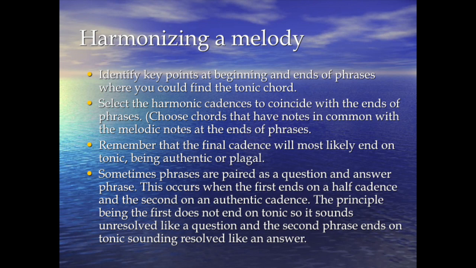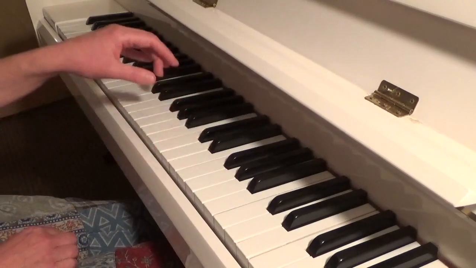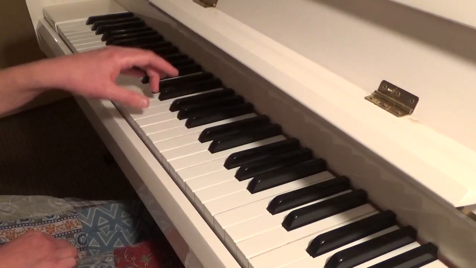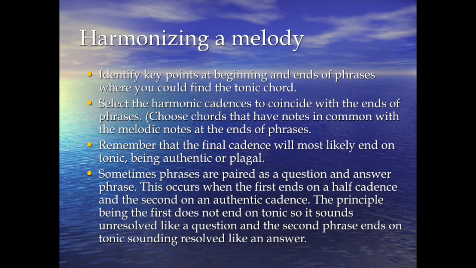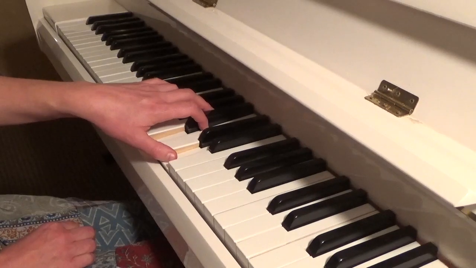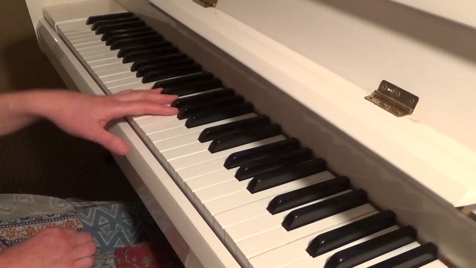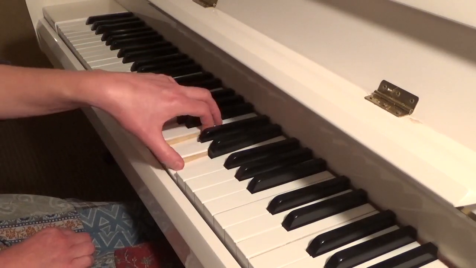If you remember, in the last chapter we talked about authentic cadences, which go from 5 to 1, so in the key of C, 5, 1. Plagal cadences go from 4 to 1, so the plagal and authentic cadence work well for phrases that end on the tonic. Then if you have a phrase that does not end on the tonic, we can have that half cadence, so in the key of C, ending on the 5 chord. Or we could have a deceptive cadence in the key of C, ending on the 6th chord.